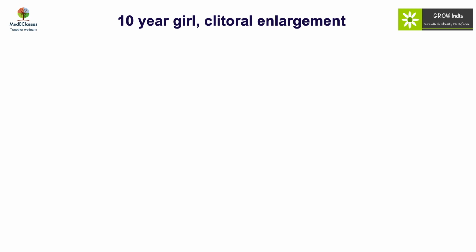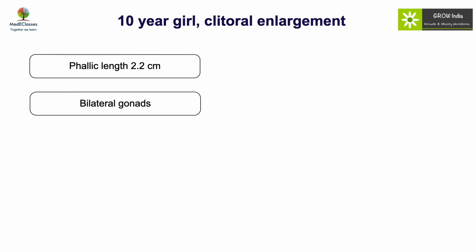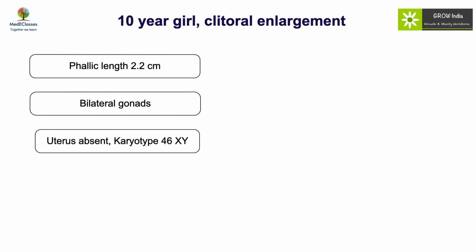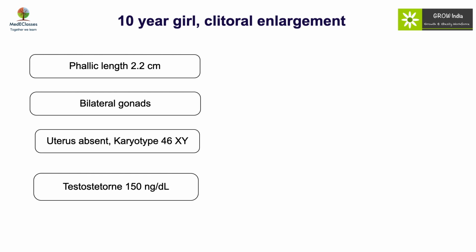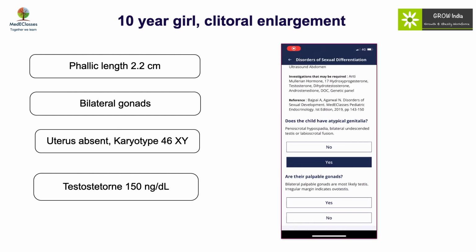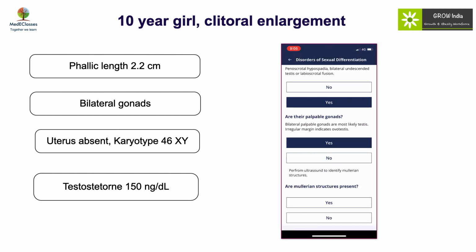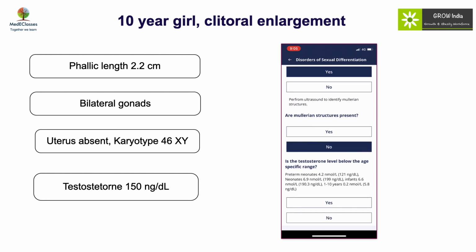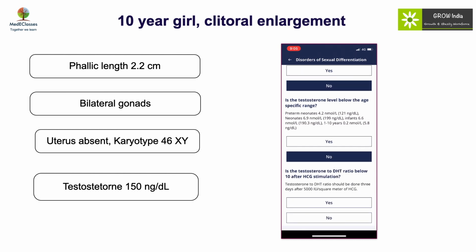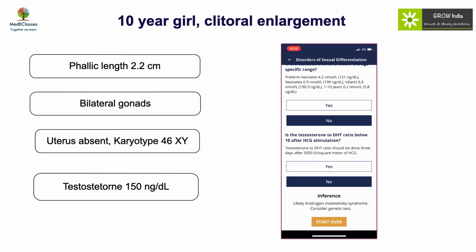10-year-old girl with clitoral enlargement, phallic size 2.2, bilateral gonads present, uterus is absent. So there are gonads, uterus is absent, so it's of course XY-DSD, testosterone is high. We look at atypical genitalia. Yes, gonads are present. Yes, Mullerian structures are not present. Testosterone, is it high? And we are given the range also, so it's not below the range. You need to do a testosterone to DHT ratio, and then you will get the diagnosis of androgen insensitivity syndrome. Very importantly, it talks about consideration for genetic tests.